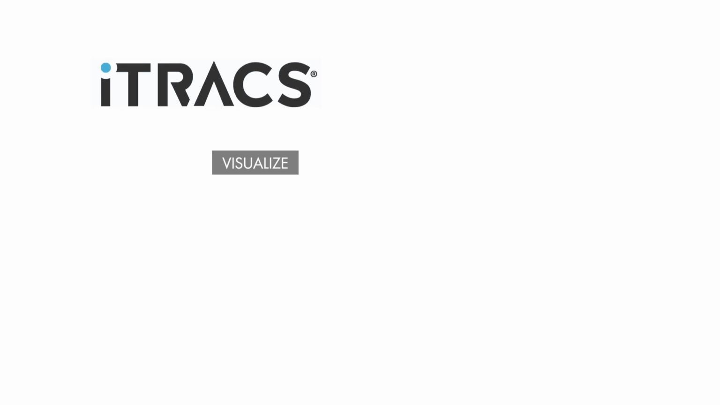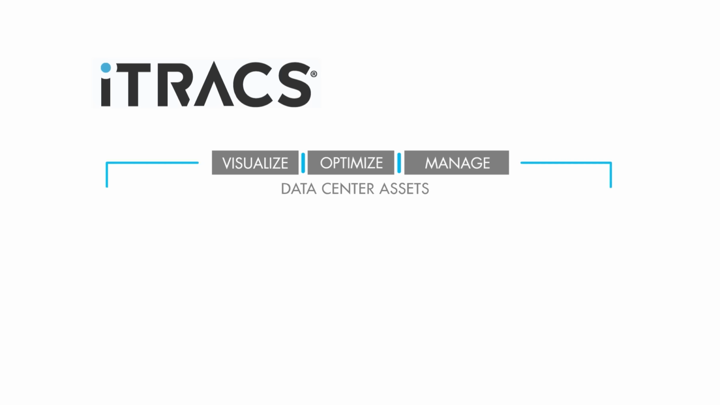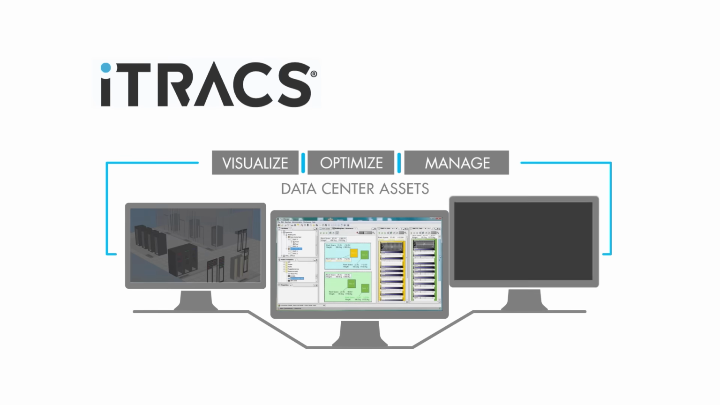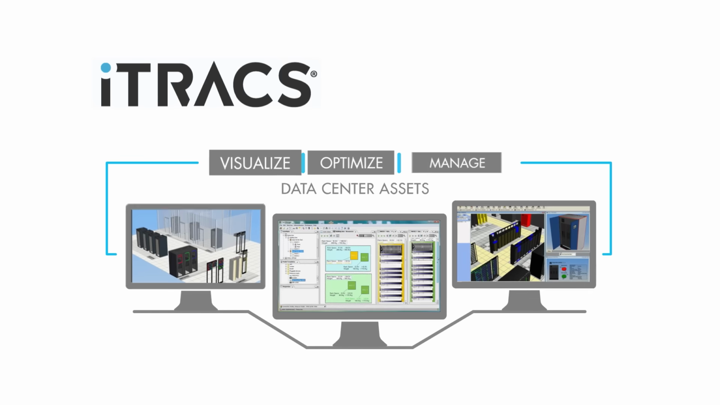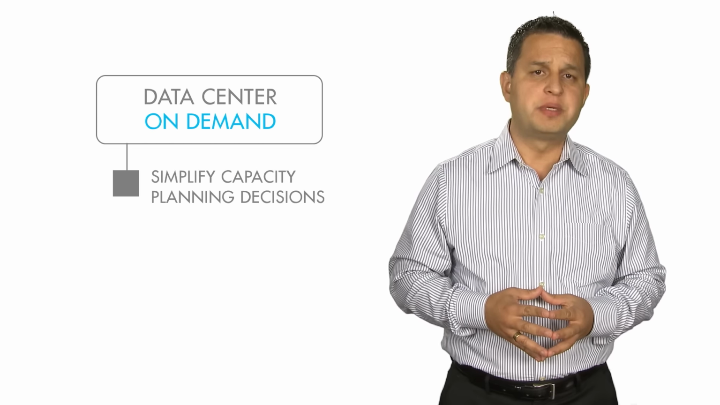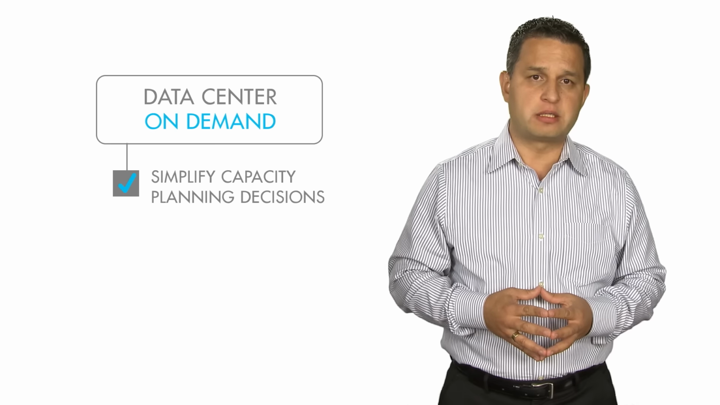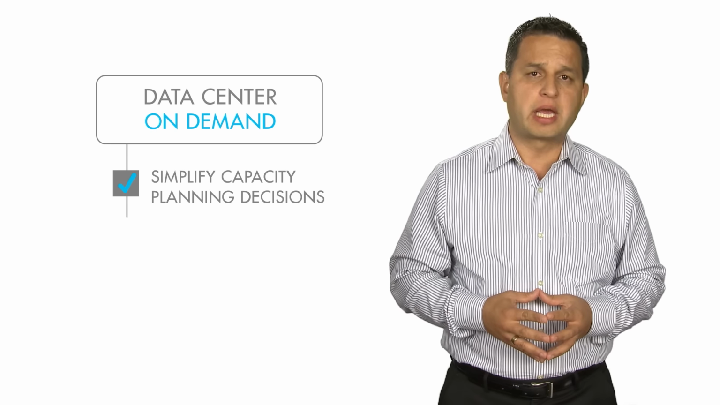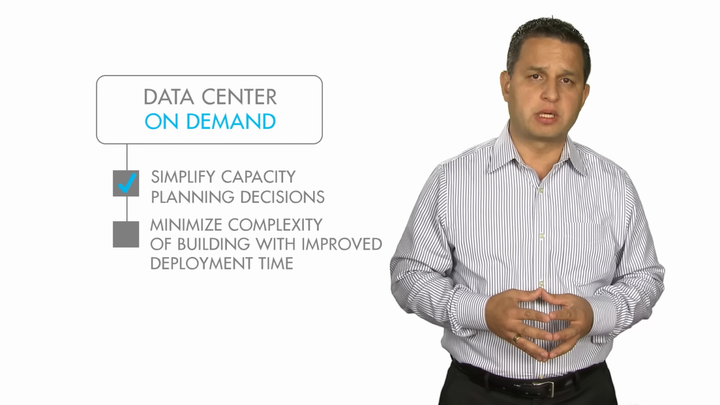Our DCIM solutions for data centers infrastructure management will allow you to have a view, optimize and manage the assets in your data center, achieving real-time monitoring and managing all IT facilities, lowering customers' CapEx and OpEx, among many other advantages. CommScope on-demand data centers are key where planning and capacity decisions could be simplified, or the complexity to build your own data center can be reduced along with time delivery.